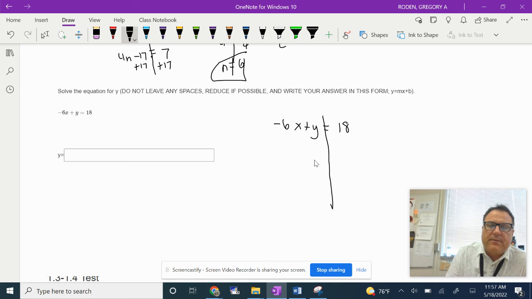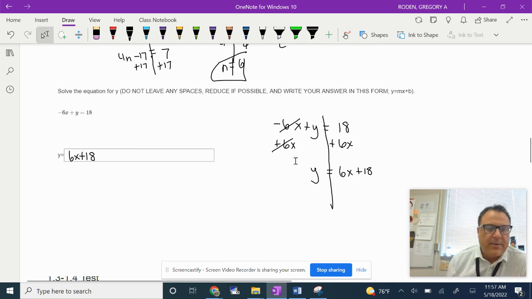Just to get y by itself, I would simply add 6x's to both sides. Those 6x's cancel. And so I get y equals, now I put that 6x first because I want something with an x first, plus the 18, and I'm done. So it's just y equals 6x plus 18. And hopefully you didn't put any spaces there. That was a pretty simple problem, right?